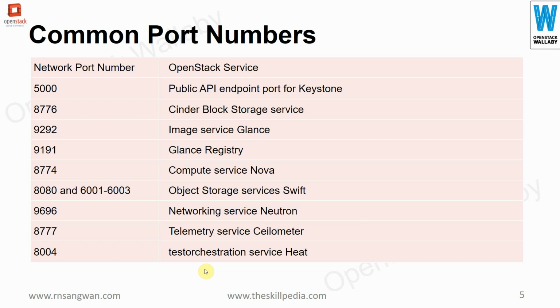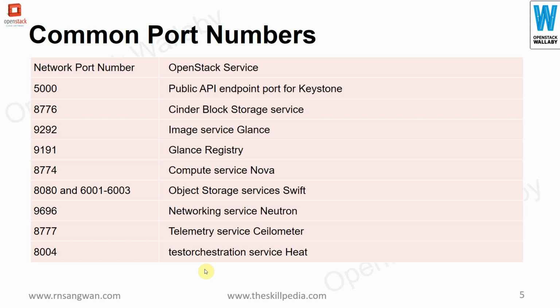Common port numbers for the services: port number 5000 for the public API endpoint for Keystone, 8776 is the endpoint port number for Cinder block storage service, 9292 is for image service Glance, 9191 is for Glance registry, 8774 is for compute service Nova, and 8080 and 6001 to 6003 for object storage service Swift. Interestingly, the Swift object storage is the same one used in Oracle Cloud Infrastructure, OCI, also.